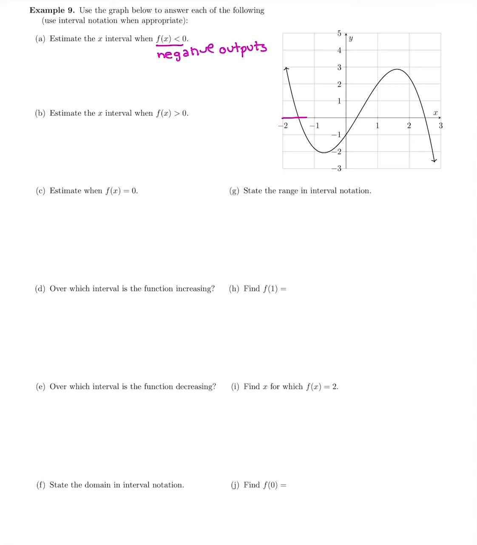Remember, this is our x-axis. Anything above it is a positive output. Anything below it is a negative output. So negative outputs, we are looking below the x-axis. So we have negative outputs here as well as over here. And we want to write that in interval notation. It's always x intervals unless you're asked for range.